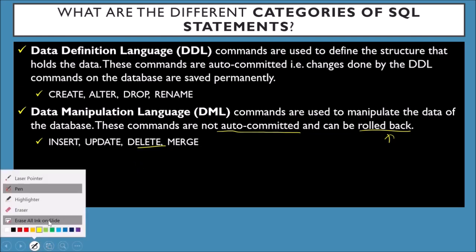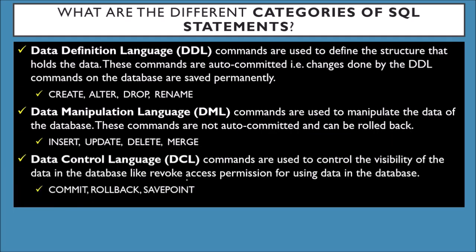Now the third one is called data control language. You're controlling the visibility of the database here. Some people should have access to the database, some people should not. For example, commit. We saw commit here, right? That is a data control language. Rollback, you're rolling back to the previous commit. That is also a control language. Savepoint, you can save, it's like a checkpoint in a game, right?